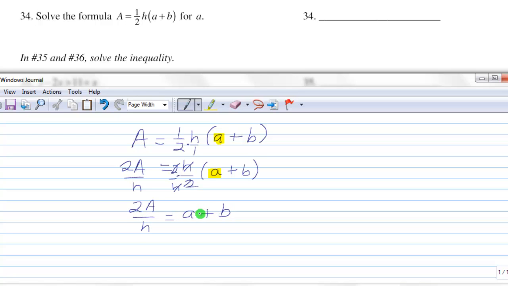And so now we just subtract B from both sides. And just a word of caution, notice that we have a capital A and a small lowercase a. These are two different variables, so they're not like terms. So now we have that 2A over H minus B is equal to little a. And that solves our problem.